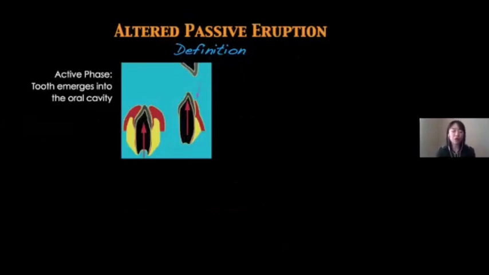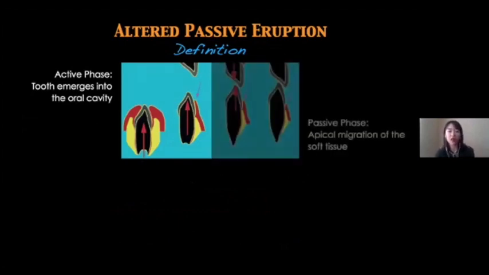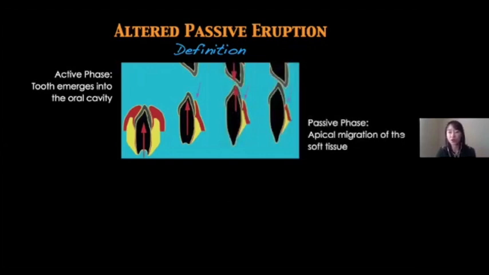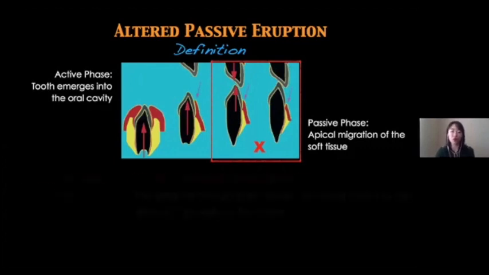Basically, we have tooth phases when the tooth erupts. There's an active phase, which means the tooth emerges into the oral cavity, and there's a passive phase, which means the apical migration of the soft tissue. When this passive phase is interrupted or disturbed, and therefore the soft tissue does not go apically, this is what we call altered passive eruption.